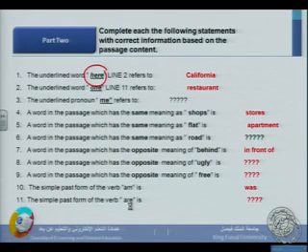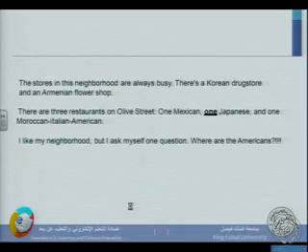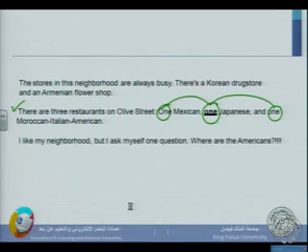Also, the underlined word 1 refers to, this is the underline, line number 11. One Mexican, one Japanese, and one Moroccan, Italian, American. So one receiver here and here and here. All of these go back to what? The restaurants. One Mexican, one Japanese, one Moroccan. One here means the restaurant. Okay?